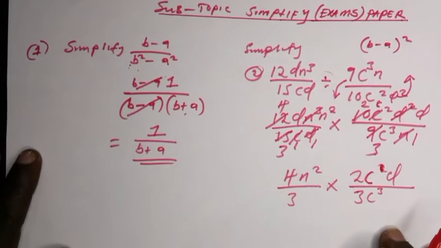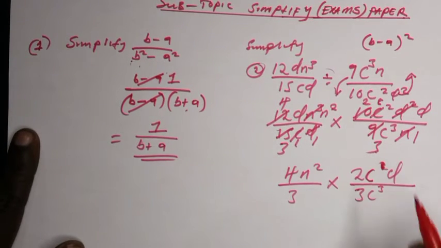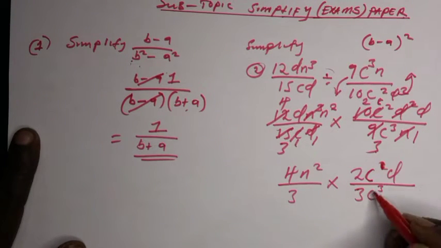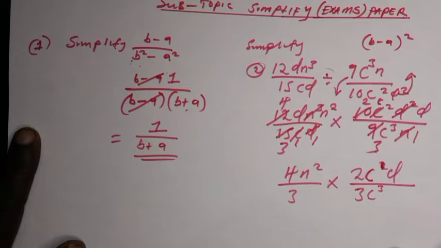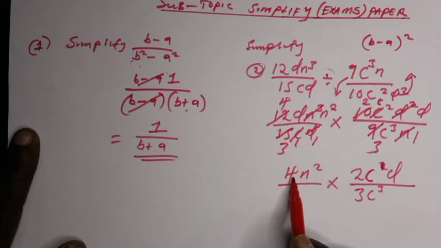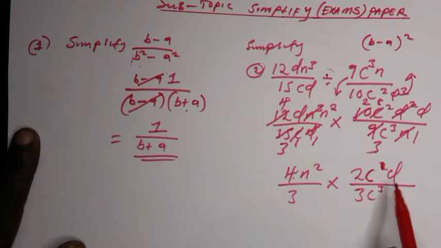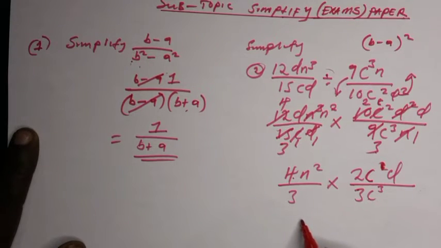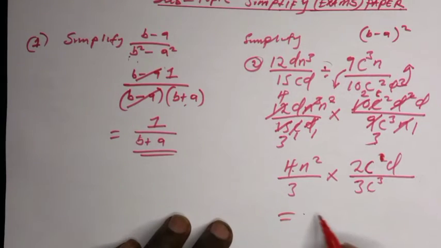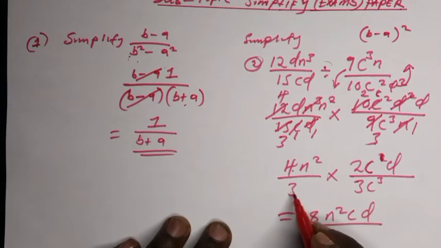We are still simplifying. Here you can see that these are common. So let's multiply 4 times 2cd, it will be 8n squared cd over 3 times 3, which is 9c cubed.